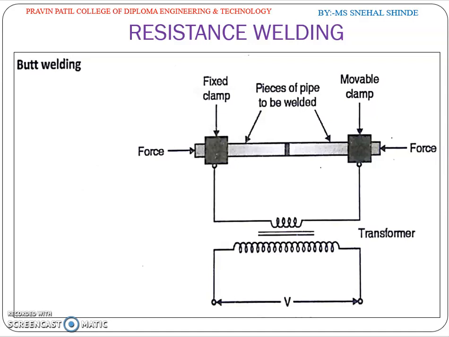The pieces of pipe are made to touch each other, and force or pressure is applied through the springs. When supply is given to the transformer, current passes through the pieces of pipes and sufficient heat is developed at the joint, causing welding at that point.